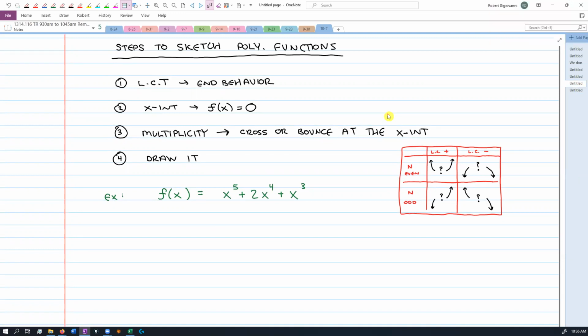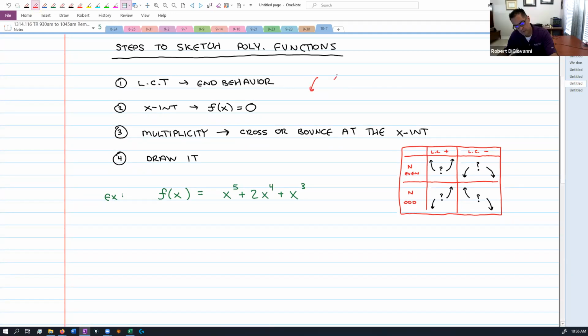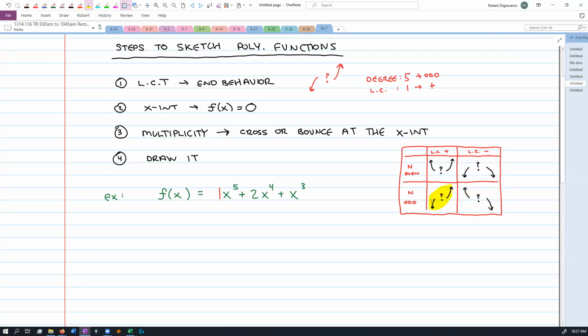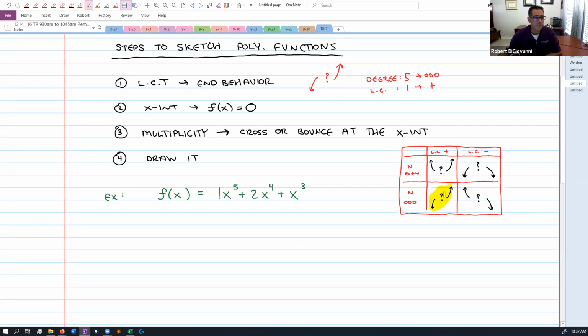It should be the first part goes down, the second part goes up. Good. Okay, so it should be that because the degree of the polynomial is 5, right? Highest power of x. And the leading coefficient is the number in front, which is a 1 because we don't have anything written. So it's implied that there's 1. So you have an odd degree and a positive leading coefficient, which puts us into here. Is that all okay with everyone? So our first step, we got.